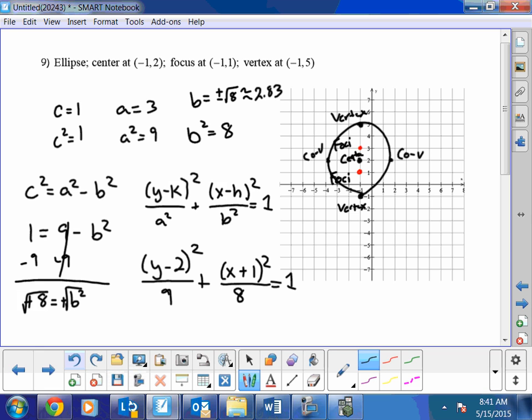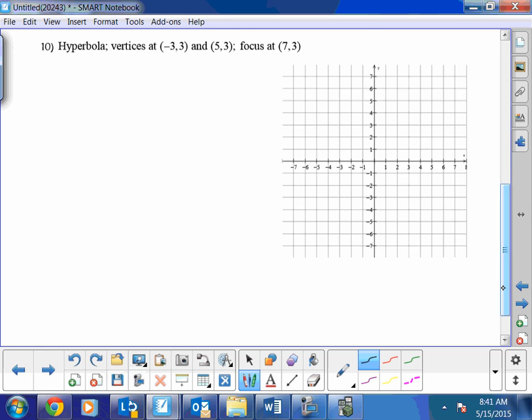Now let's move on to the next one. Next one, they want us to draw a hyperbola. For the hyperbola, we have the vertices negative 3, 3. So negative 3, 3. There's a vertex there. And 5, 3. Okay, so this one's going to open parallel to the x-axis in this case. We have a focus point at 7, 3.